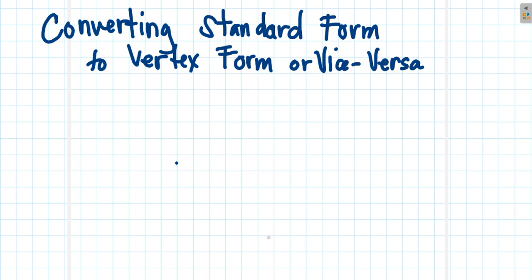So, today we're going to discuss how to convert standard form to vertex form or vice versa. There are two forms of quadratic functions. We have the general form or the standard form.